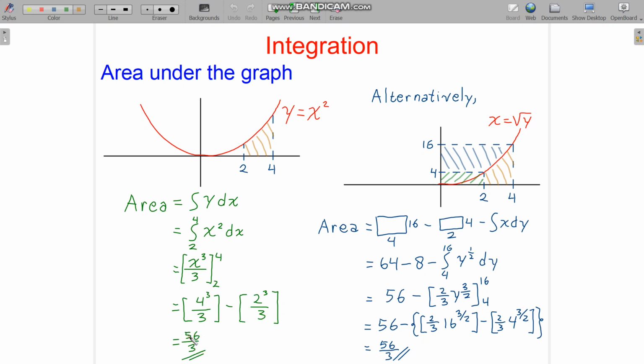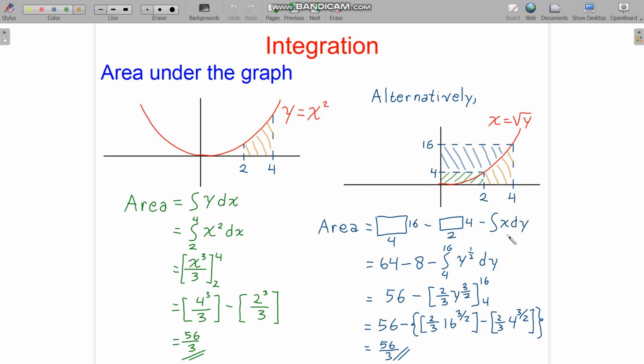Alternatively, you can also find the same area by finding the area of this big rectangle and this smaller rectangle. The area is therefore the big rectangle, 4 by 16. Yeah, this is not drawn to scale, 4 by 16, let's say. And this is 2 by 4. And we can just use the bigger rectangle minus this small rectangle minus this area. Now this blue shaded area is the integral from 4 to 16 of x dy.